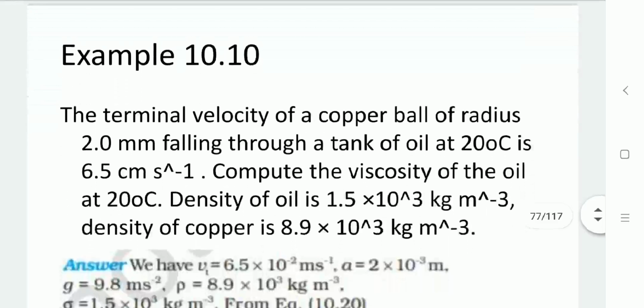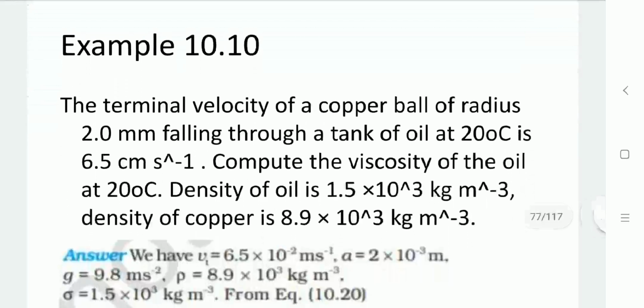Let us go through an example regarding Stokes' law. The terminal velocity of a copper ball of radius 2 mm falling through a tank of oil at 20 degrees Celsius is 6.5 cm per second. Compute the viscosity of the oil at 20 degrees Celsius. The density of oil is 1.5 into 10 raised to 3 kilogram per meter cube. Density of copper is 8.9 into 10 raised to 3 kilogram per meter cube.